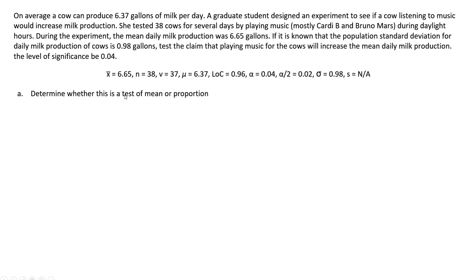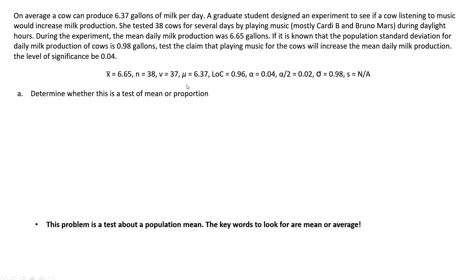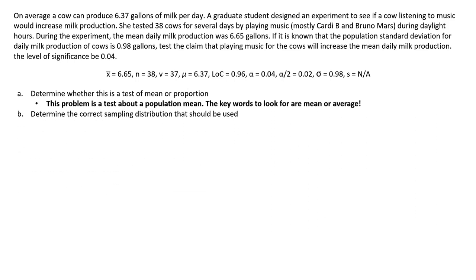Determine if this is a test of mean or proportion. It specifically uses the word mean or average, so yeah, it's going to be a test of means. We have to determine the correct sampling distribution. Since sigma is given, the correct sampling distribution for this is the standard normal distribution, and that's one that by now you should be used to using.